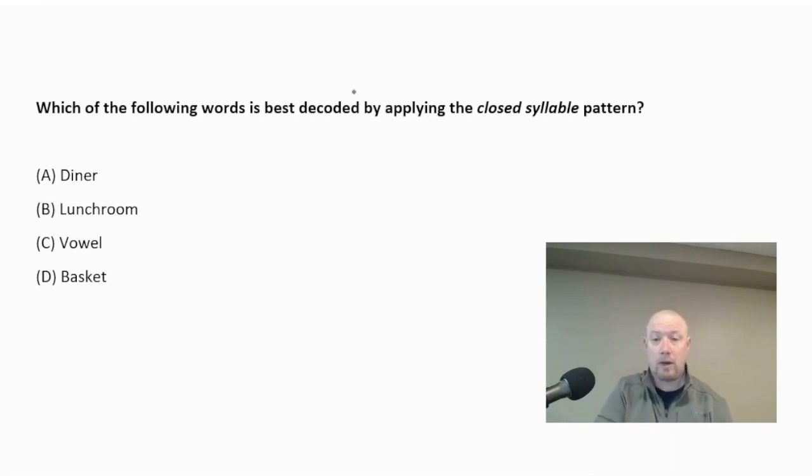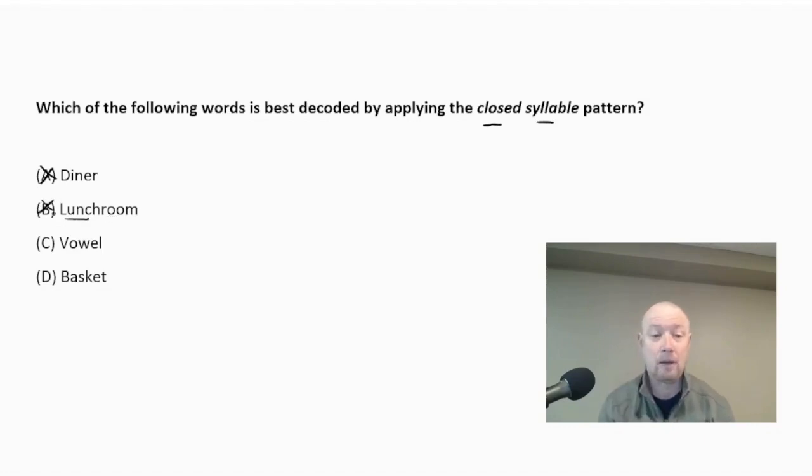All right, so first off, what is a closed syllable pattern? So what we're looking at is a single vowel, but it has to be a short sounding vowel followed by consonants in the syllable. So for example, diner has the long vowel sound with the I, so diner is going to be eliminated. Lunchroom, the first part, lunch, has a closed syllable pattern. That one works, but room, the two O's together have a long vowel sound for the oo in room. So that would be an open syllable pattern. So choice B is eliminated.